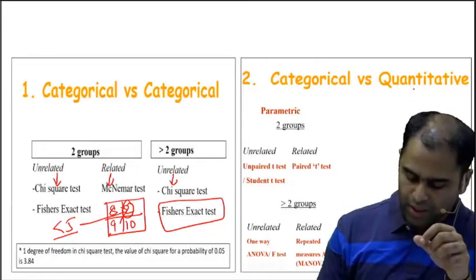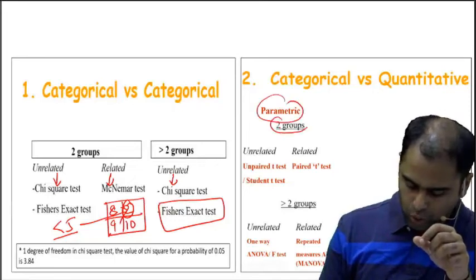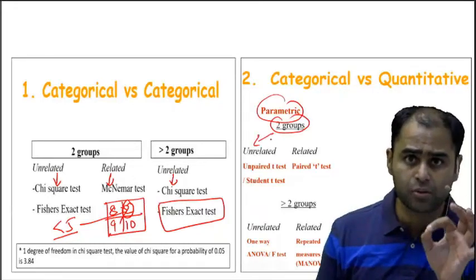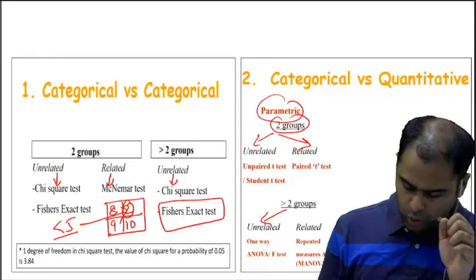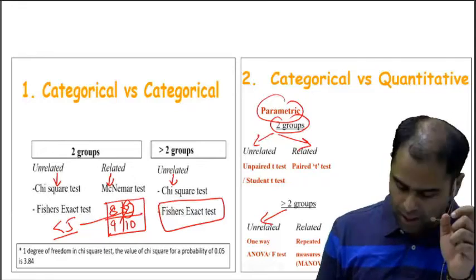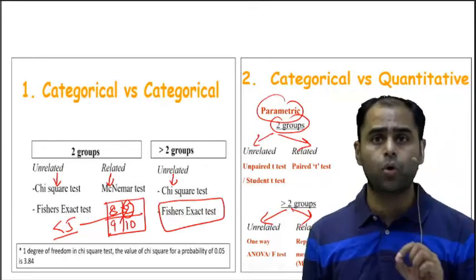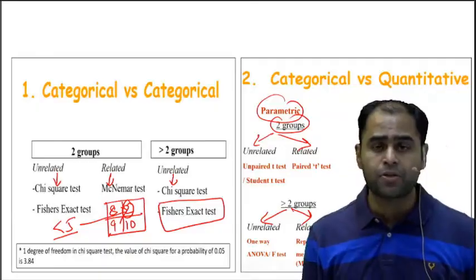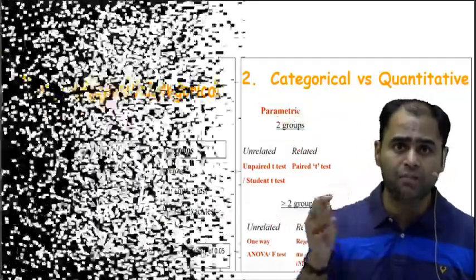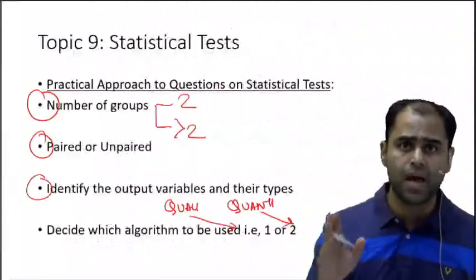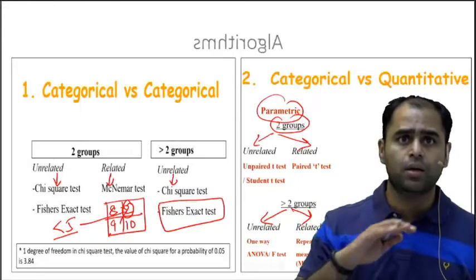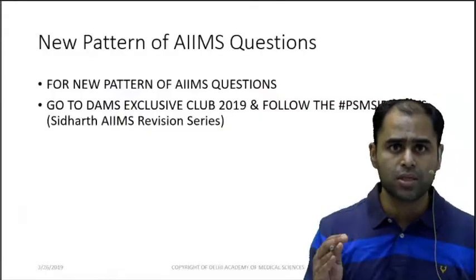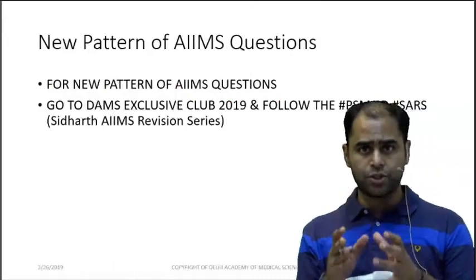Categorical versus quantitative, parametric tests. Two groups unrelated, unpaired or student t-test; related, paired t-test. More than two groups unrelated, one way ANOVA; related it is MANOVA. Yes. So these are the two algorithms which I was talking about in the previous slide. Okay, I hope it is clear to you. Okay, done, over. Yes. So this is about a rapid fire revision of statistics.